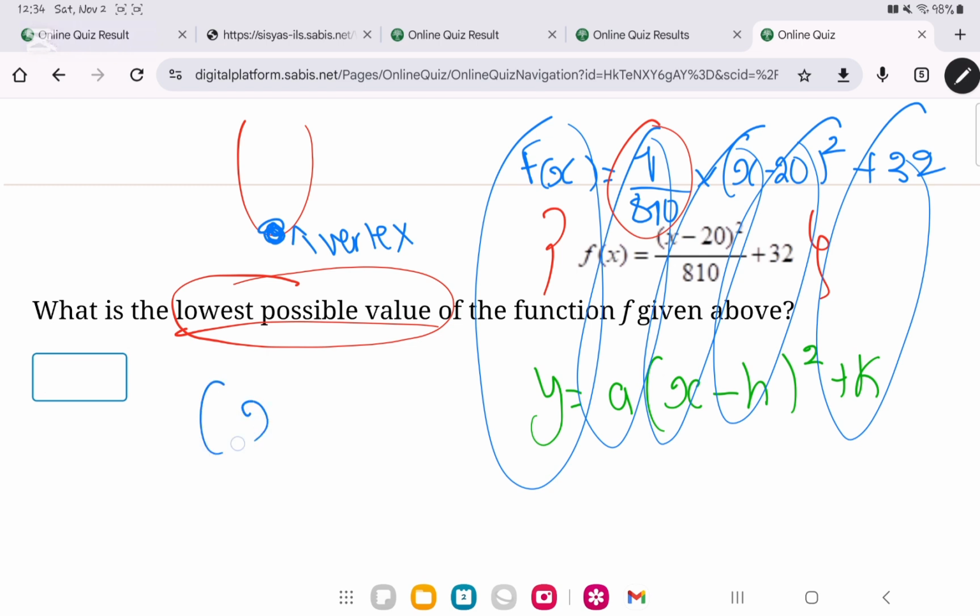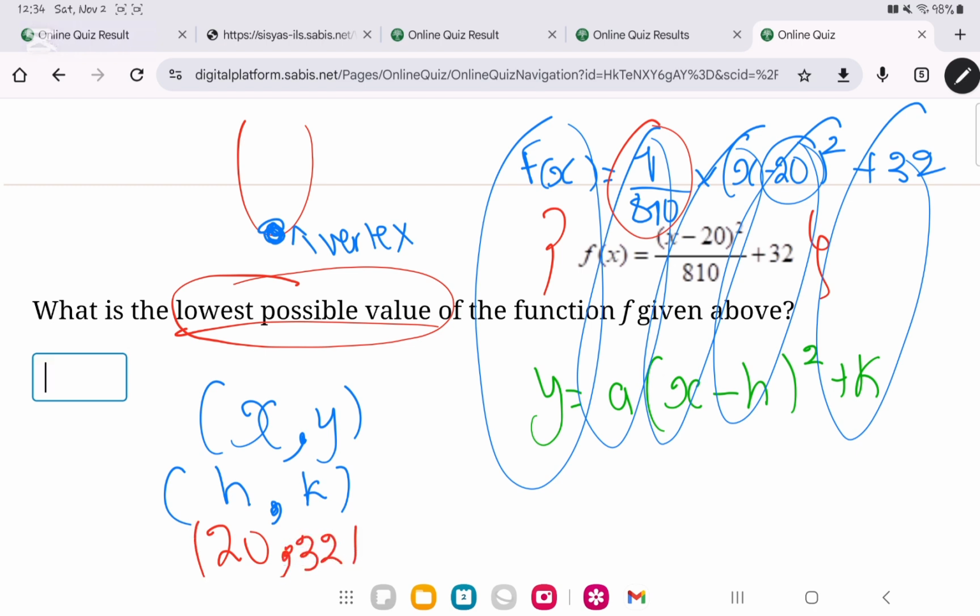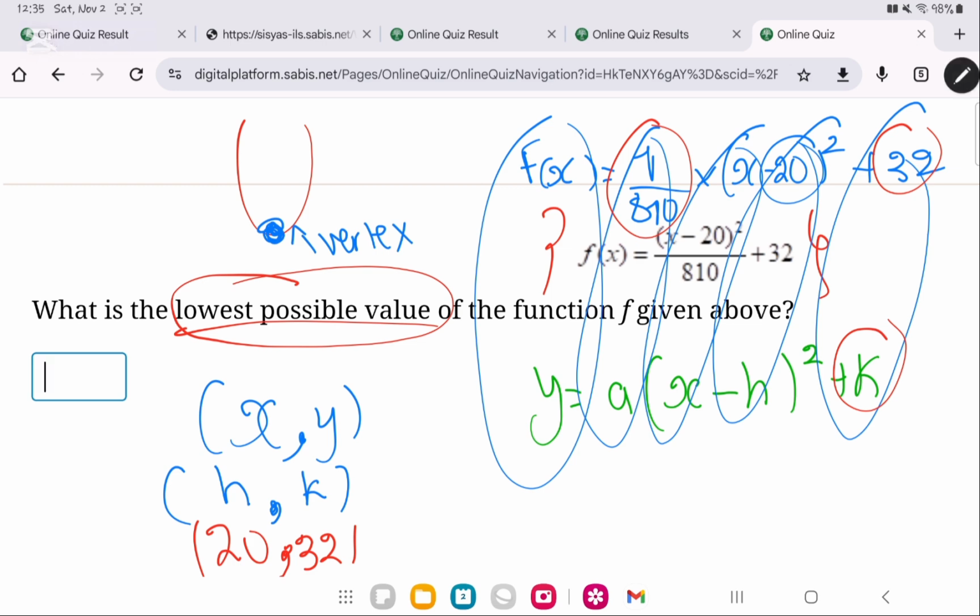Very simply, we know the vertex is (x, y), or it is the opposite of h and k. Here our h is negative 20, so we are gonna take our x as 20, and our y as 32, because 32 is our k. So what happens now is you can do it two ways. Either you take the y directly as your answer, or you substitute them.